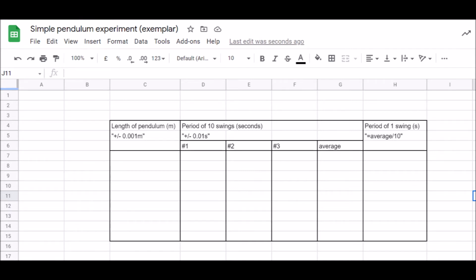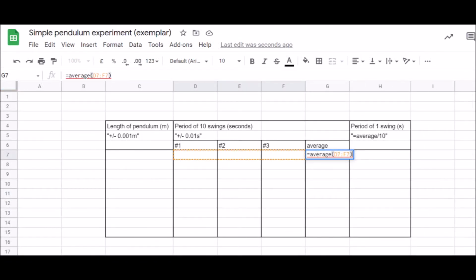Just to make my repeating and averaging really easy, I've used the same heading running along the top there, period of 10 swings in seconds, that's the unit, and I've put an uncertainty, plus or minus 0.01 seconds, that's the smallest interval on the scale, and that applies to my 3 trials and the average. Final column we'll come to in a moment when we look at how to change 10 swings into 1 swing. Next, I'm going to train my spreadsheet to calculate the average for me, and you can see there I've popped in an equals average equation, and that's going to be in there even before I put the data in, and that's going to calculate all my averages for me.